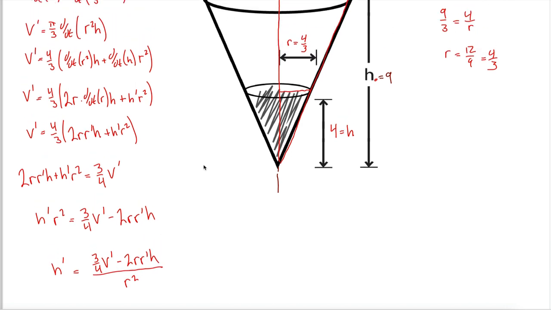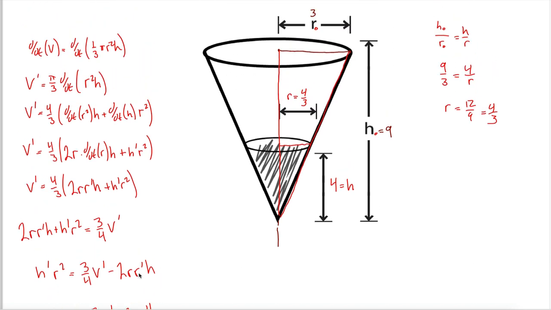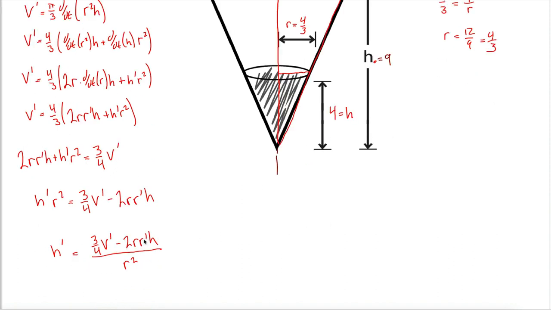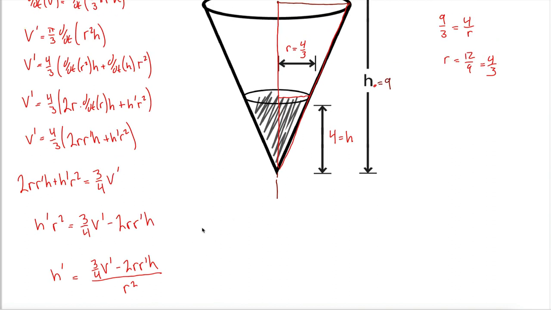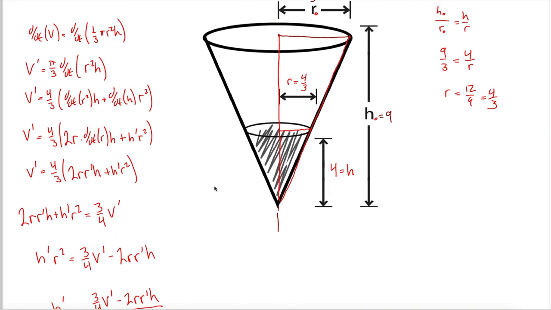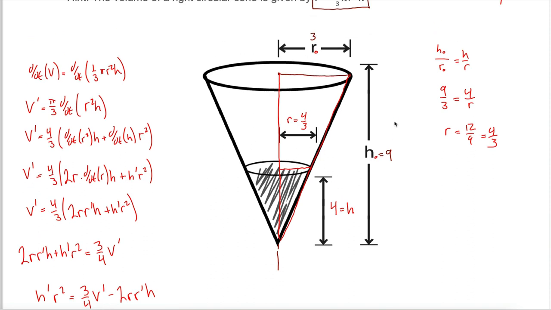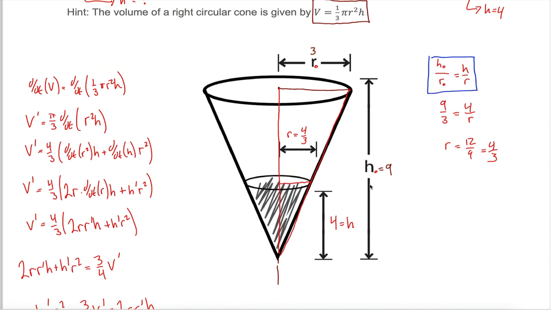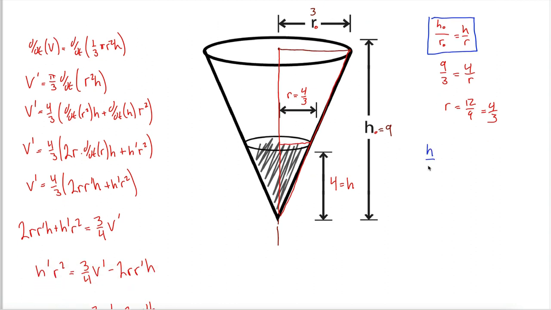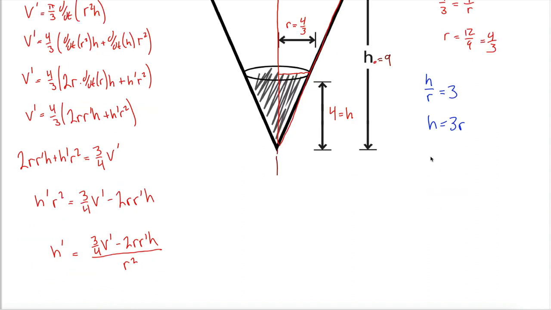But what about r prime? Do we know r prime? Unfortunately, no, we don't. We don't know r prime. And that's going to be kind of problematic. However, there is a solution that you shouldn't have thought to do had you not seen this video. The idea is h and r are related by this equation right here. The fact that the height of this entire filter is 3 times as big as the radius of this entire filter tells us that the height at this instant is 3 times as big as the radius at this instant. In other words, h divided by r is equal to 3. So h is equal to 3 times r. Or put differently, r is equal to 1/3 times h.